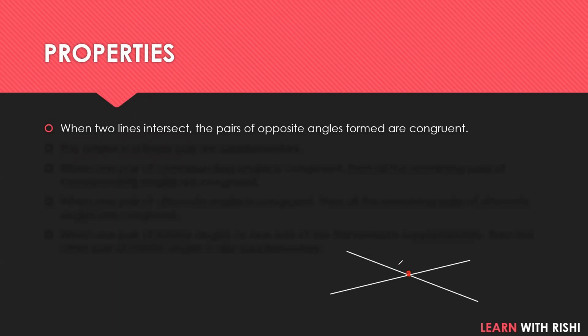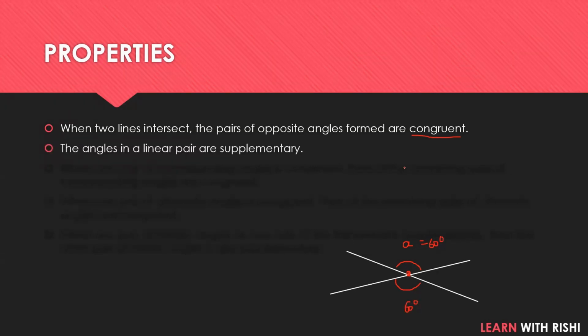So when I consider this angle, let us say this is angle A. So here it is said that pair of opposite angles, the angle opposite to angle A is this. These two angles are congruent. Both the angles measure the same. So if A is equal to 60 degrees, then this angle which is opposite to A will also be equal to 60 degrees.